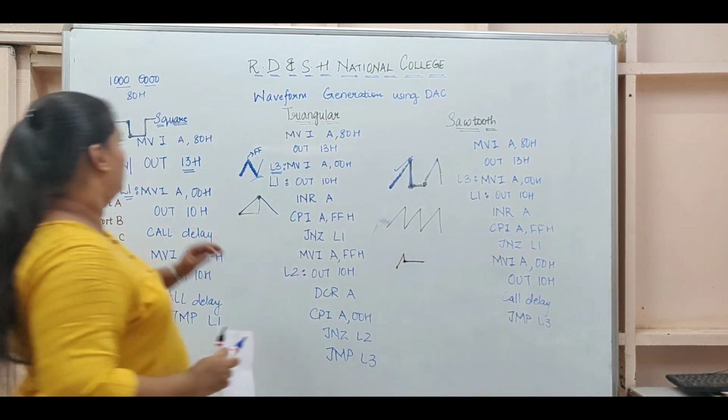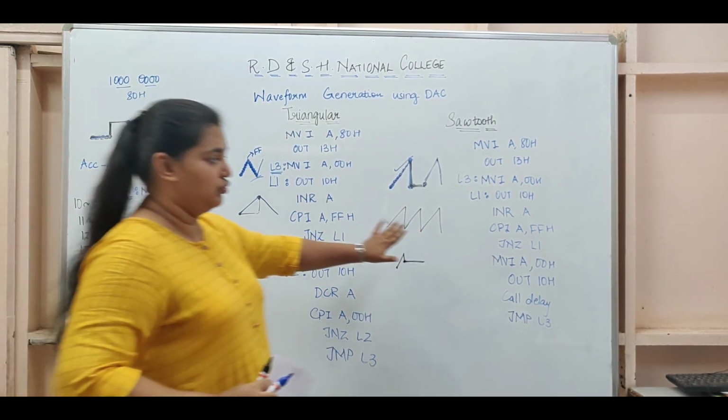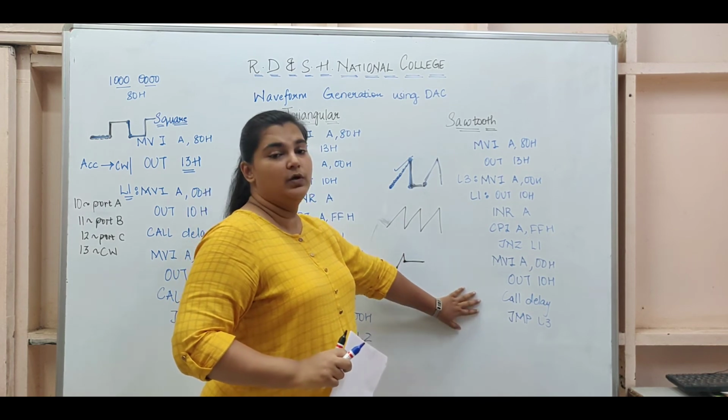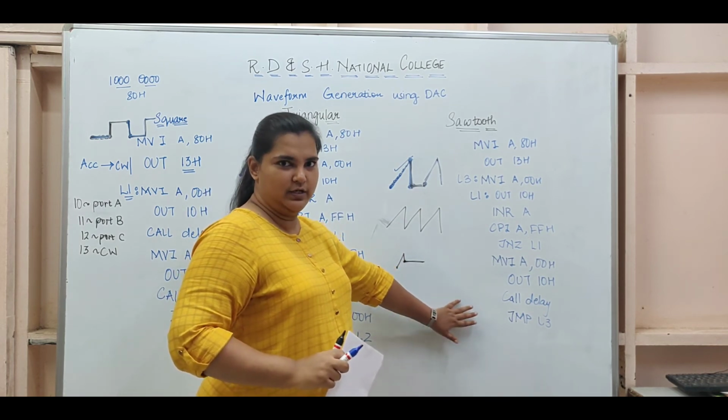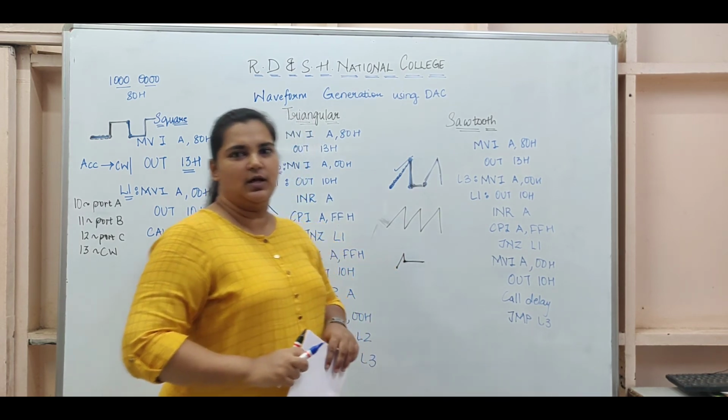So these are the three waveforms: square, triangle, sawtooth. Now for homework, I want you all to try trapezoidal and post your answers in the comment box below.